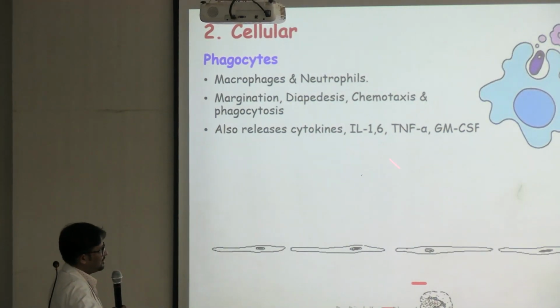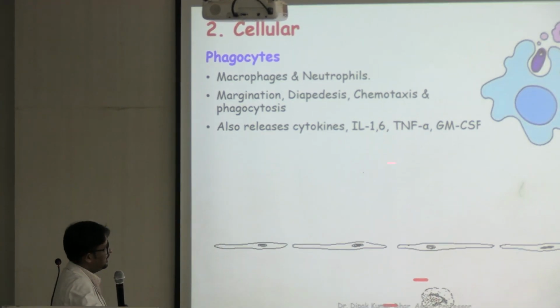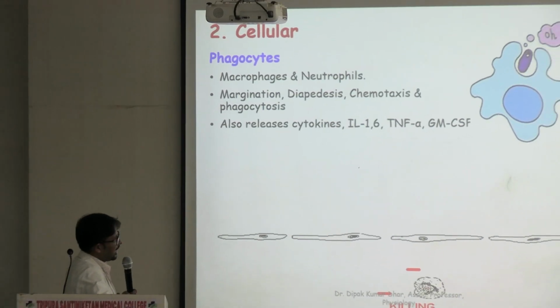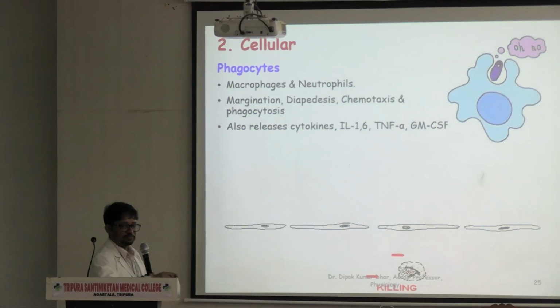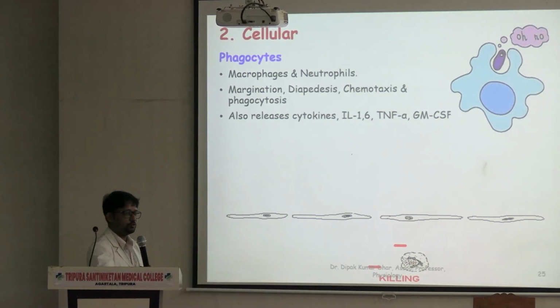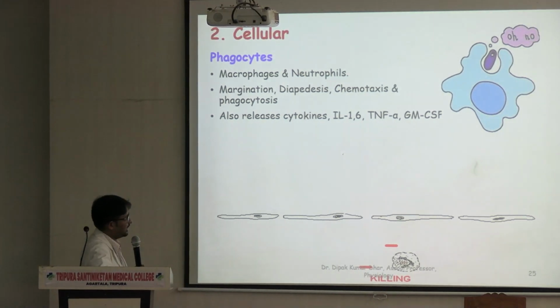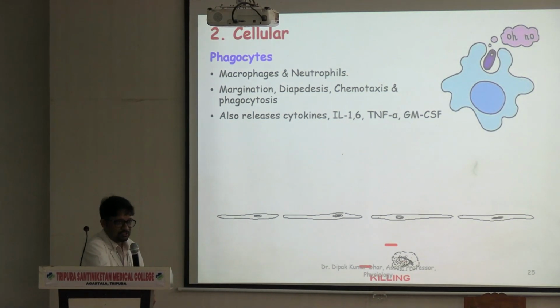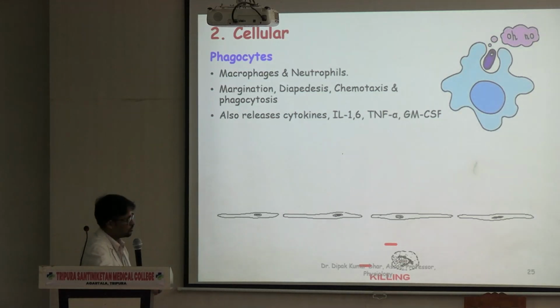So they also release these chemicals, as I said. The function of these chemicals I have already told you. IL-1, IL-6, TNF alpha, they also react. They also produce fever, so that is one function. These cytokines also serve as chemotactic factors, calling the other phagocytes.